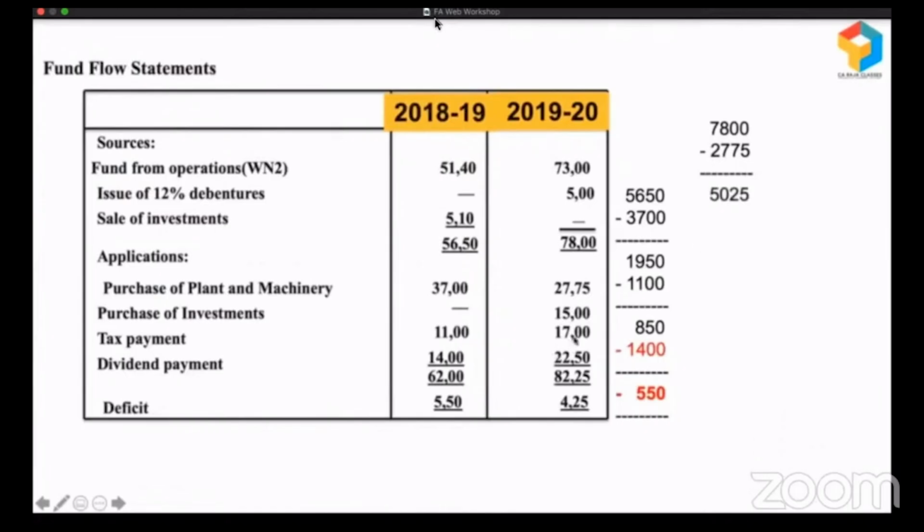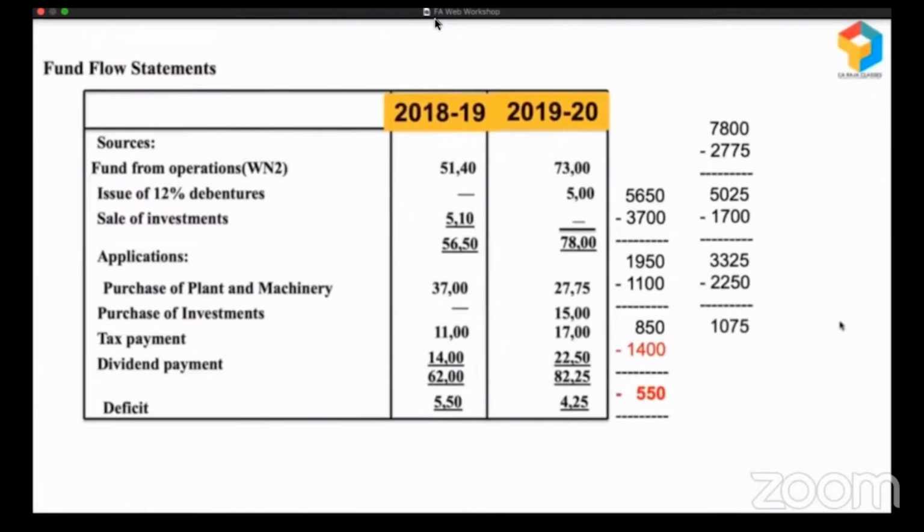And they want to pay taxes. Okay, good, let them pay. So from 5,025 taxes paid, what is left over now? 3,325. From that, they want to pay dividend. Okay, let them pay 2,250. It means the balance left over is 1,075. At this point, they should have put a break.